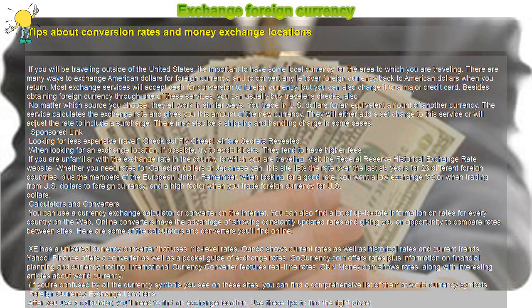You trade in US dollars for an equivalent amount of another currency. The service calculates the exchange rate and gives you this amount of the new currency. They will either add a set charge to this service or will adjust the rate to include a surcharge. There may also be a shipping and handling charge in some cases.